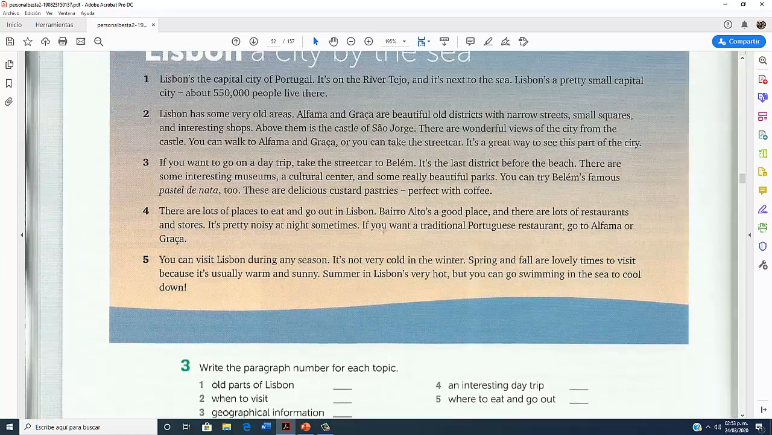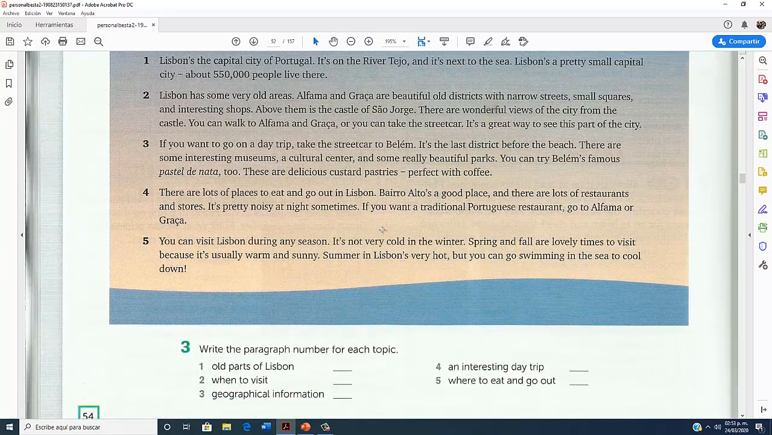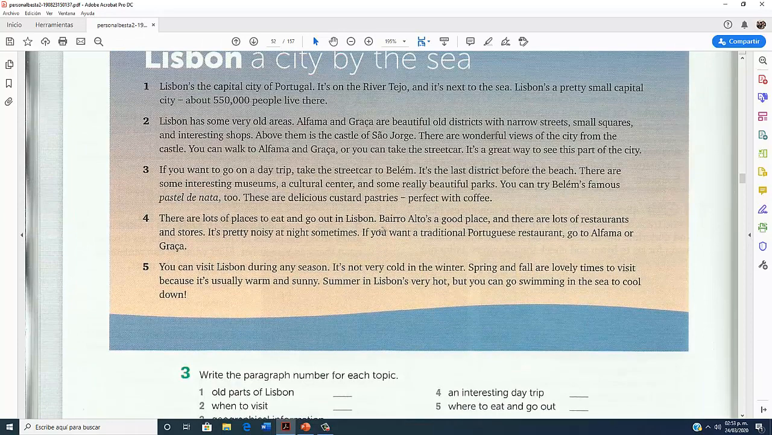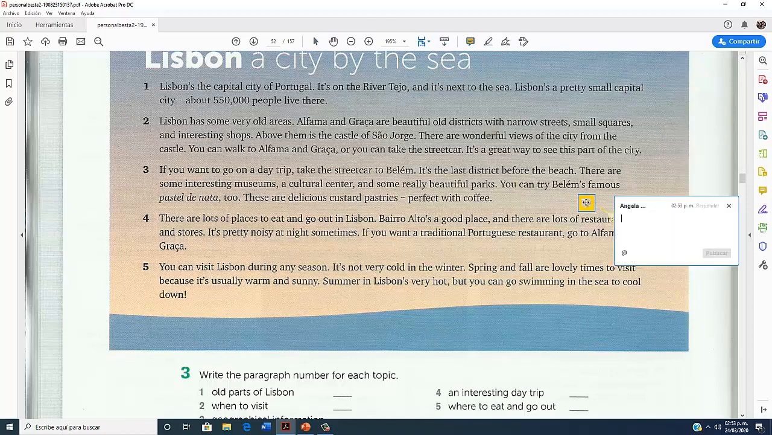Write a heading number for each topic. Which paragraph talks about all parts of Lisbon? Number 1. Here we have all parts of Lisbon.